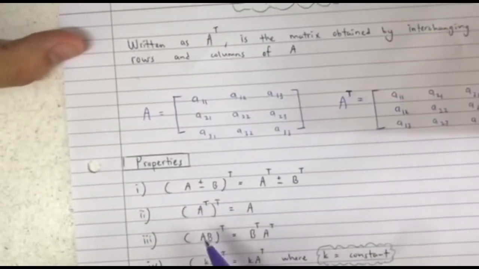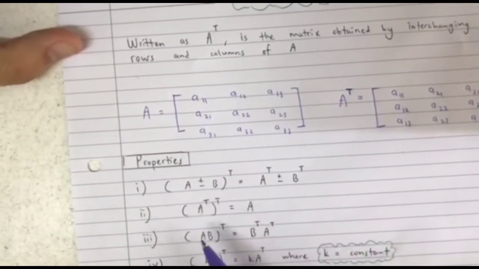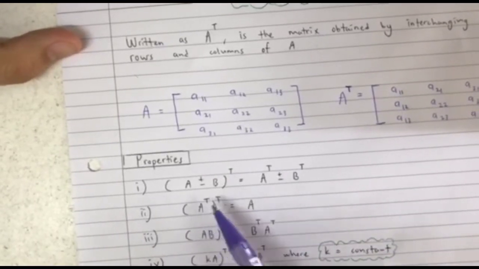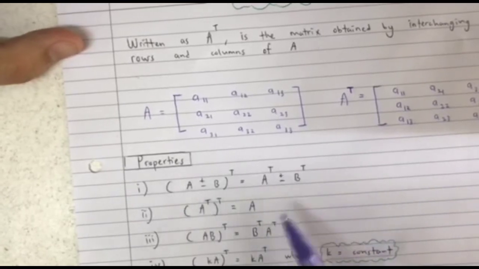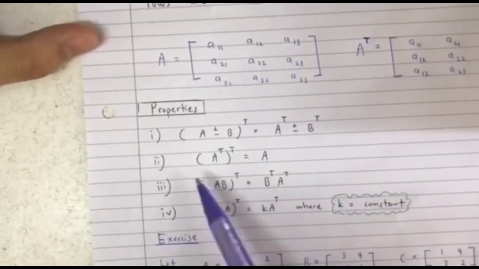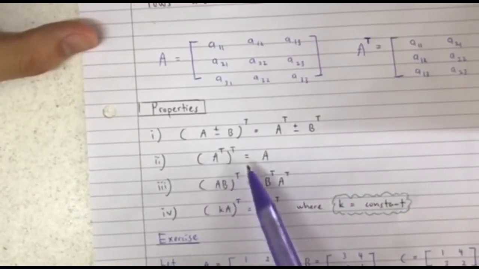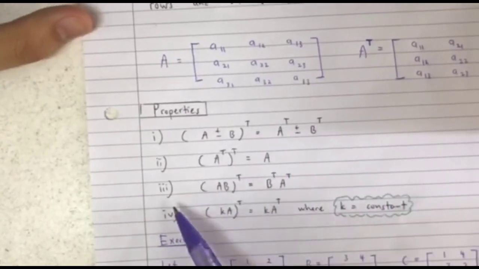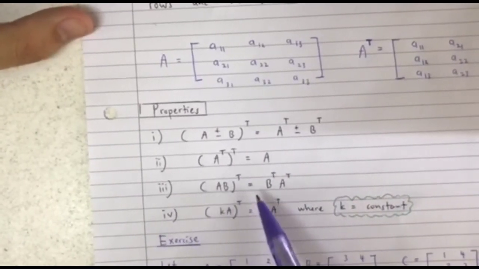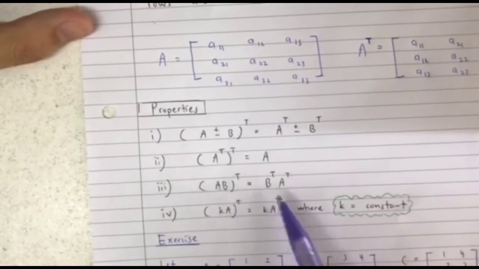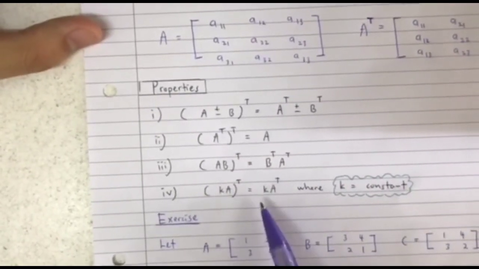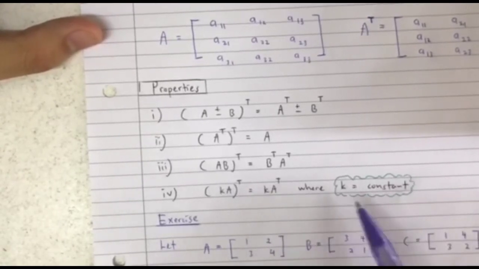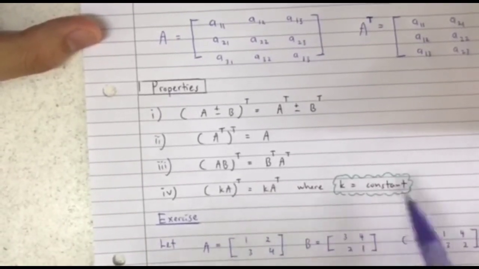There are 4 properties of transpose matrix. First, (A plus minus B) transpose equals A transpose plus minus B transpose. Second, (A transpose) transpose equals A. Third, (AB) transpose equals B transpose A transpose. And the fourth one, (KA) transpose equals K A transpose, where K is a constant.